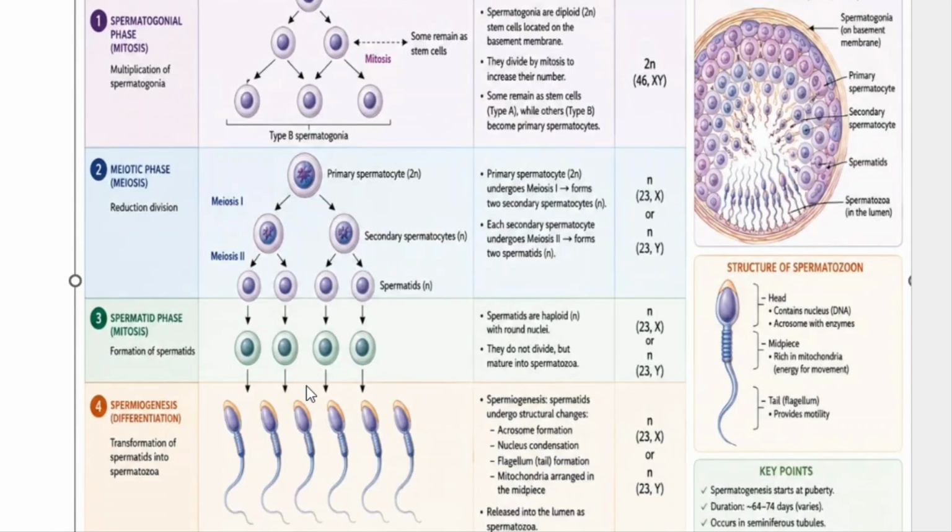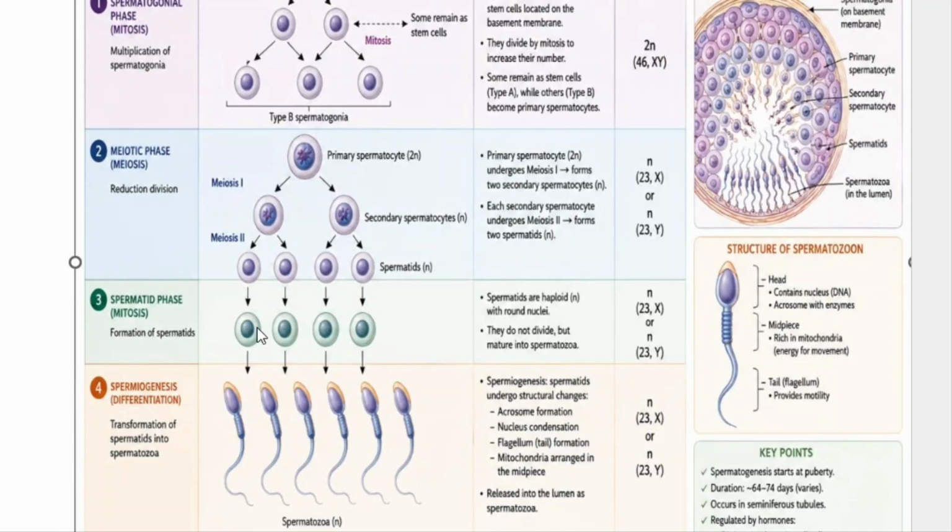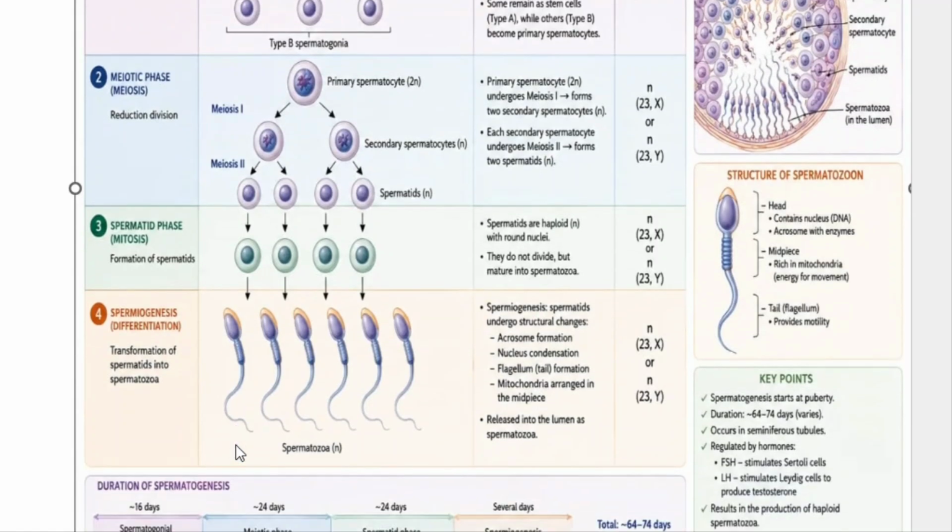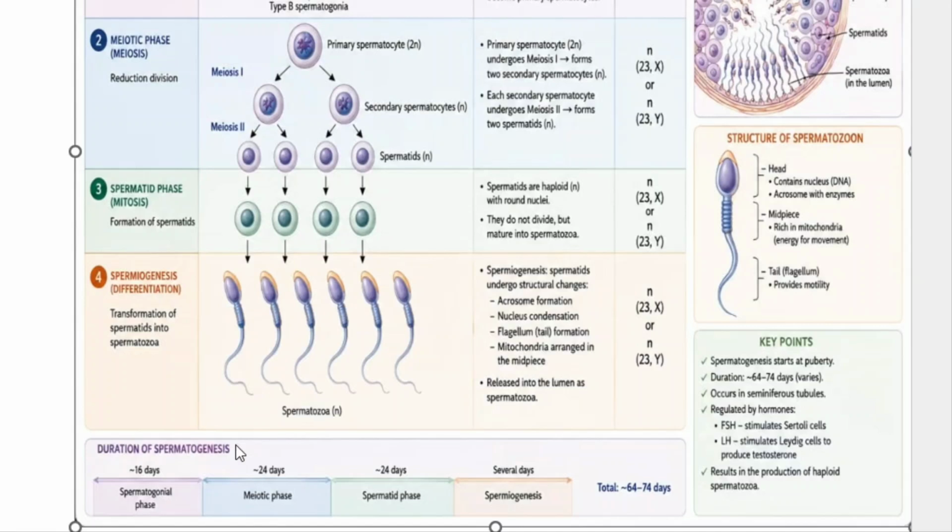Here, 4 spermatids. For step 4, the spermatids do not divide anymore. Instead, they change their shape in a process called spermiogenesis. They develop an acrosome, a head, a midpiece rich in mitochondria, and a tail.